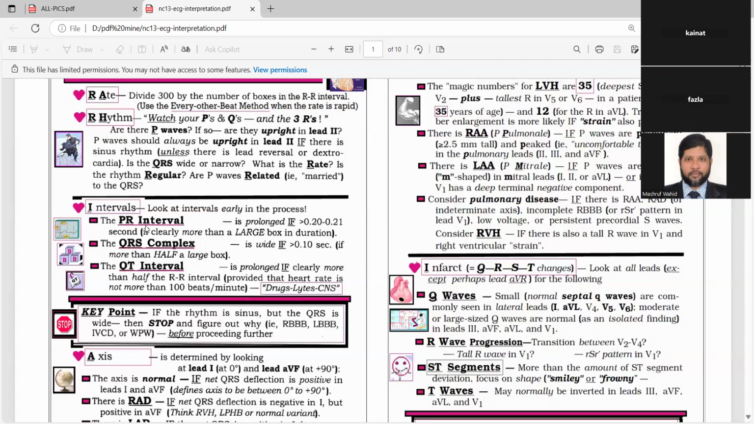Then comes the intervals: PR interval, QRS interval, and QT interval. The PR interval should not be more than 0.21, and the QRS should not be more than 0.10. So all you need to remember is how many boxes there should be for the PR interval, and how many boxes for the QRS interval. Usually there is 1.5 box. For the QT interval, how many boxes should be there in the normal one. Simple. You don't need to remember exactly 0.201 and all that. If you can, that's a good thing. If you cannot, then it's also fine.